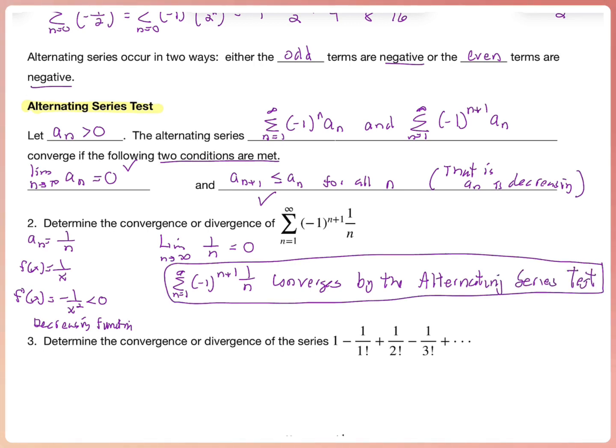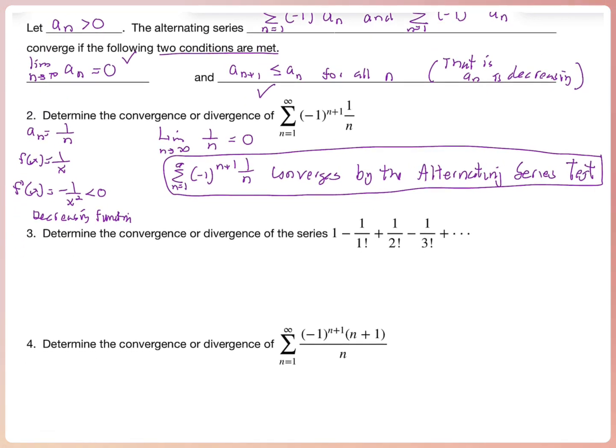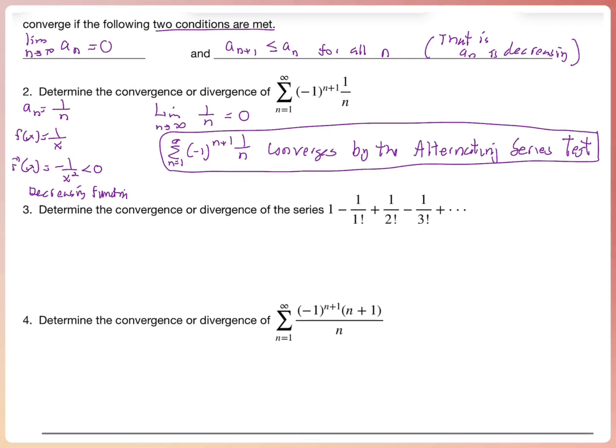Okay, and the next one, instead of writing your a sub n term, I've expanded it out. So you have to come up with the actual a sub n term. We've got to recognize the pattern that's going on. I could write that first term 1 as 1/1. Well, wait, that doesn't work. Maybe I could write it as 1/0 factorial, because 0 factorial is also 1.